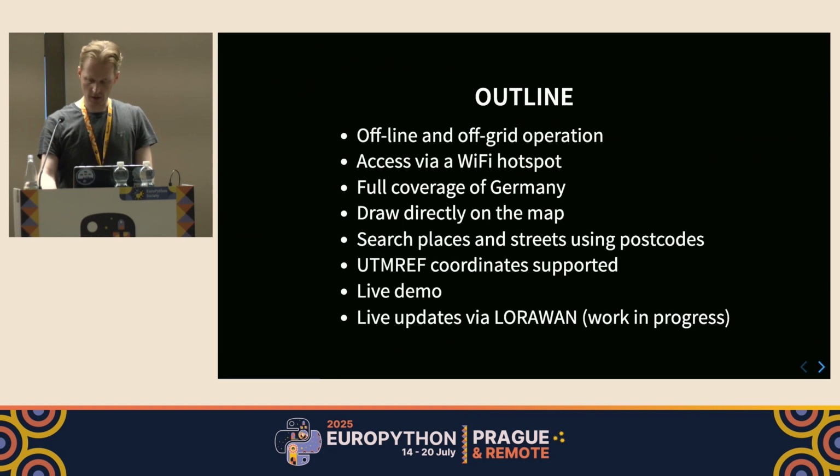Let us state the requirements for the digital situation map I developed here. It should function without internet access and the electricity grid. The map should be accessible via Wi-Fi. It should provide full coverage of Germany. We would like the ability to draw directly on the map. A search for places and streets based on the address would be desirable.